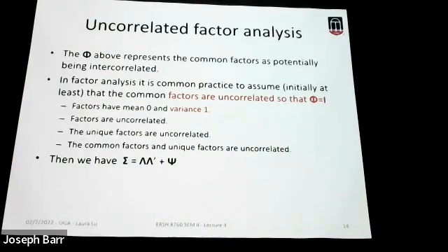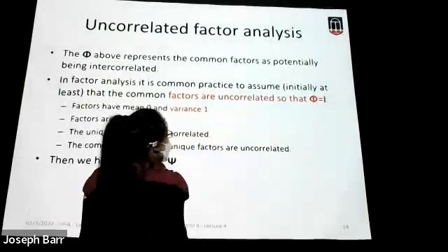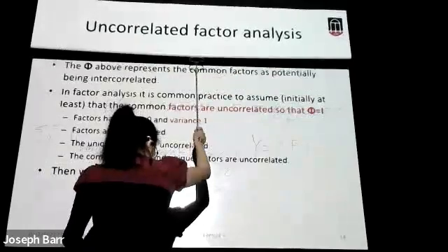Okay, then that's a general form. Usually, we put some assumptions on phi to simplify that form. Okay, so what are the assumptions? Suppose that factors are uncorrelated. Think about the phi. Okay, what is the phi?